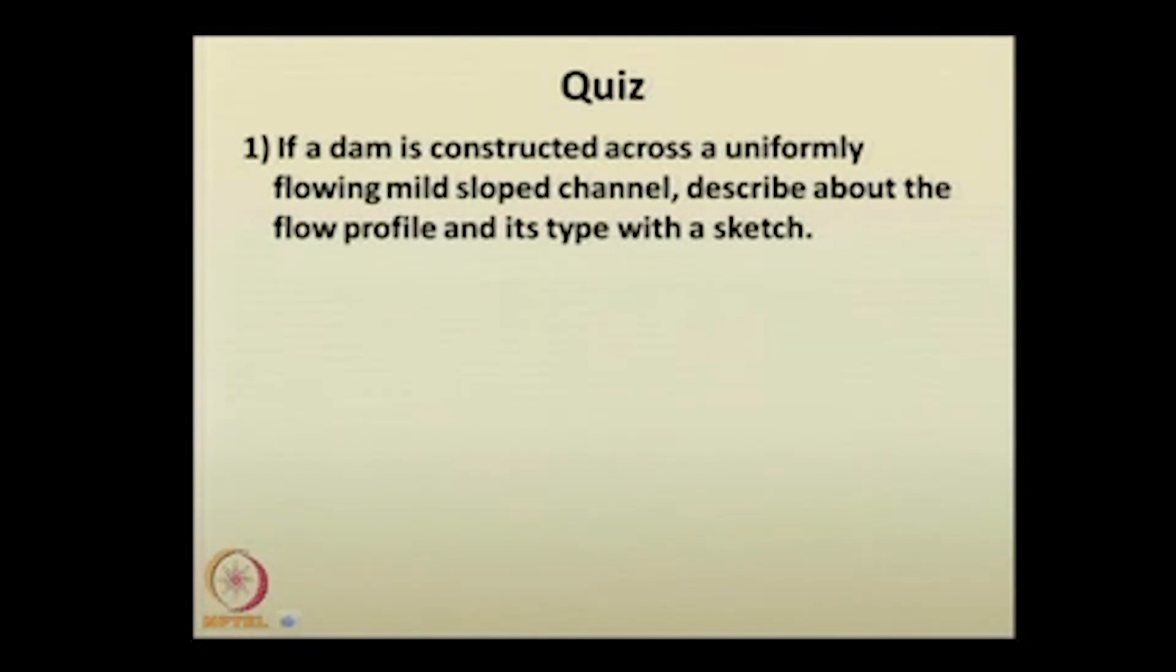If a dam is constructed across a uniformly flowing mild slope channel, describe the flow profile and its type with a sketch. This is your first question. That is, if a dam is constructed across a uniformly flowing mild slope channel, describe the flow profile and its type with a sketch.